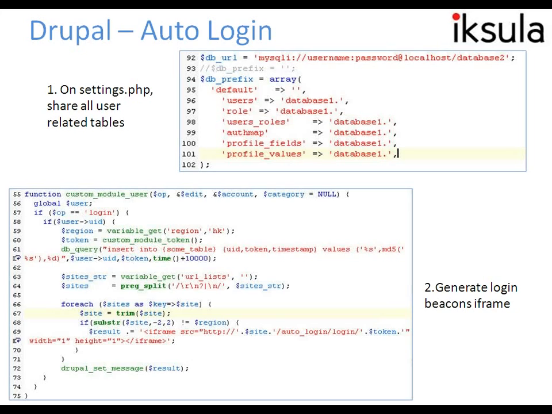And the second one is that we are inserting this token, saving it into a table called sum table for now. The other part is that you need to share this sum table here also. Now the rest of it is generating an iframe beacon for all the websites that you are sharing with. Here on line number 63, you can see we have a backend page where we assign the URLs of the other websites with which we want to share the login.